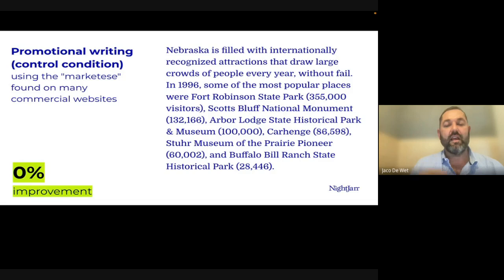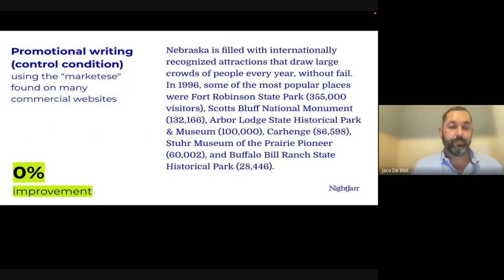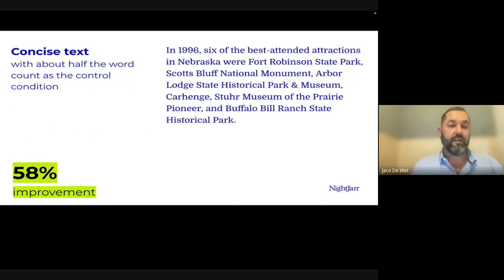And then they rewrote this content in three or four different manners to see how they could improve on the way people were measured on time, errors, memory, and site structure. The first thing they did was just make it more concise. You can see they took out the numbers, got more to the point, and had about half the word count. Just in that, they improved the actual copy reading by 58%.